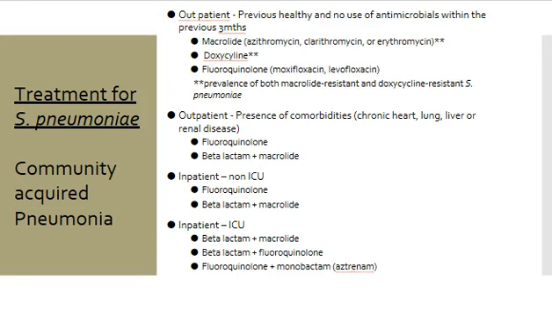In the outpatient context, in the presence of comorbidities, however, particularly patients with chronic heart, lung, liver, or renal disease, the best agents are fluoroquinolones or beta-lactams plus macrolides. For more sick patients, particularly inpatient non-ICU, the main drugs are fluoroquinolone or beta-lactams. And then for patients that are in the ICU, of course, we're looking at a little bit more aggressive therapy: beta-lactam plus macrolide, beta-lactam plus fluoroquinolone, or fluoroquinolone plus monobactam, specifically aztreonam.